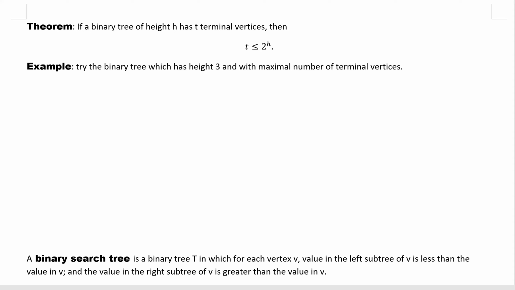Okay, let's draw it. So we first have the root. The root corresponds to level 0. And because we want the maximum number of terminal vertices, we assume each internal vertex has 2 children.